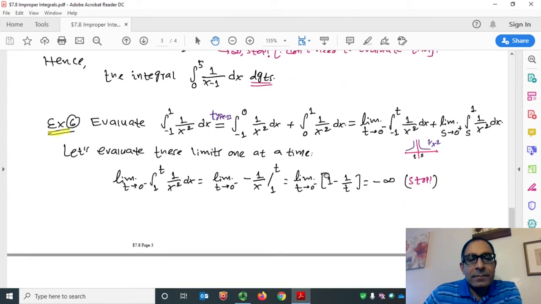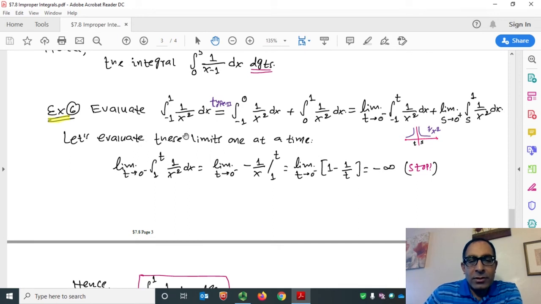Example 6. Evaluate the integral of 1 over x squared from -1 to 1, dx. It's a type 2 improper integral. The integrand function is not defined at 0. So let's rewrite the given integral as two integrals. So one is an improper integral of 1 over x squared from -1 to 0. And another one is from 0 to 1 of 1 over x squared dx. Similarly, this picture is here.